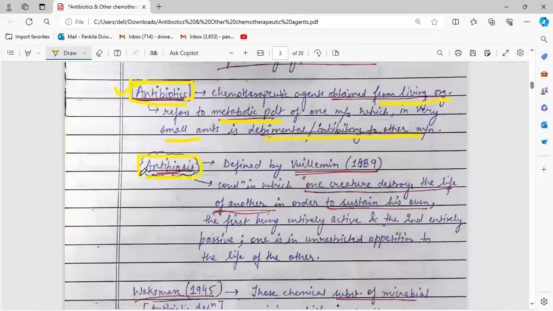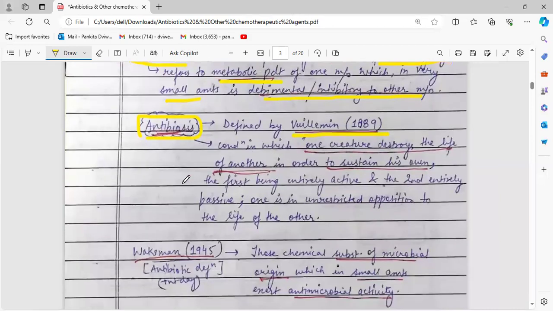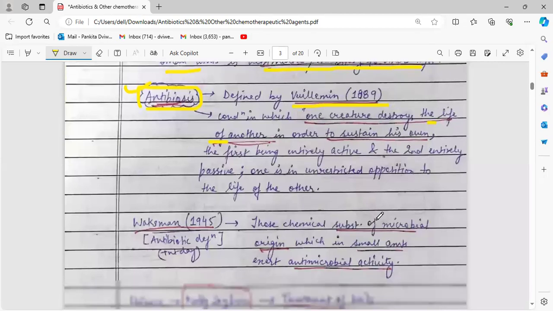Antibiosis, the term was defined by Vuillemin in 1889. And what is antibiosis? It is basically the condition where one creature destroys the life of another creature to sustain its own life. So basically, the first creature is entirely active and the second creature is entirely passive. And there's this restriction of the life that the first creature exerts upon the second creature.